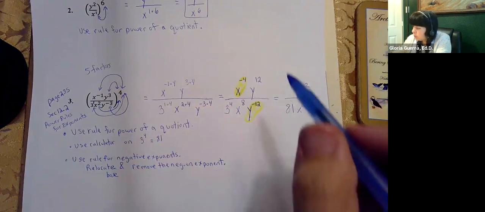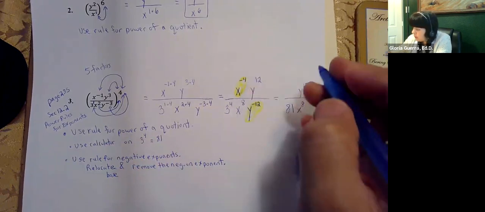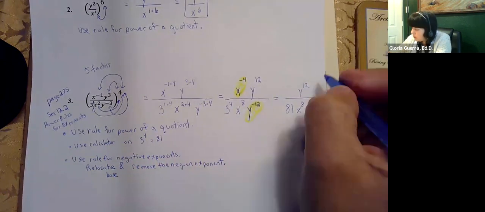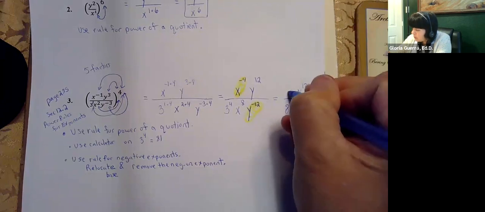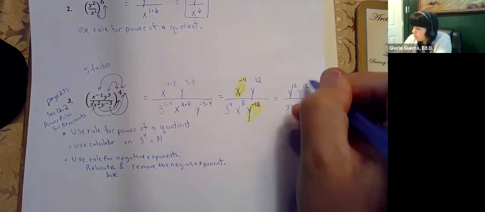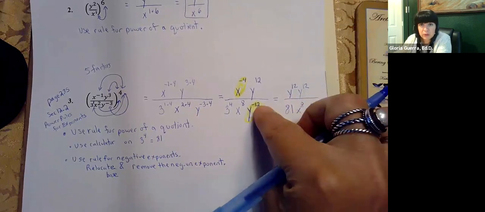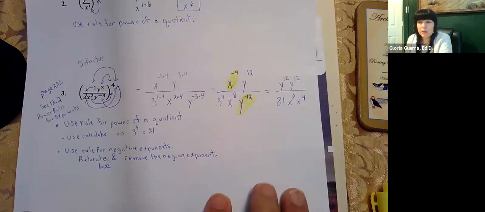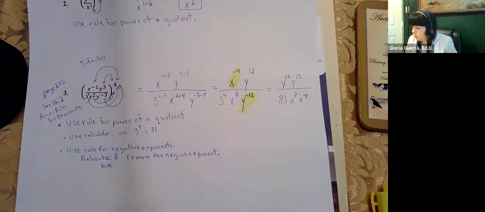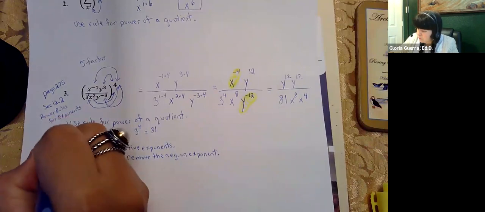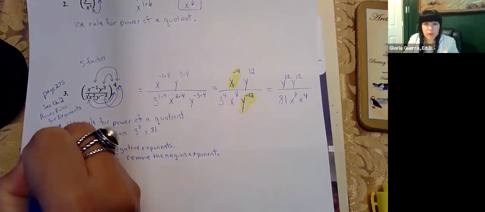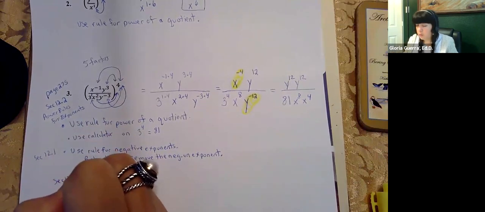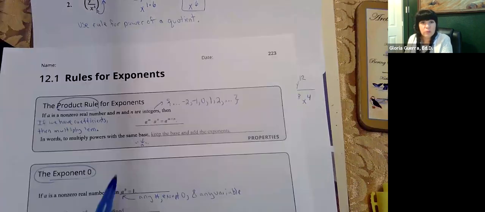Like this x to negative 4, that comes to the bottom, and you remove the negative on the 4. And then this y to the 12 goes up to the top. It doesn't matter if you put it in the front or in the back, but it goes up to the top and you remove the negative on the exponent. Okay, and now going back to 12.1, because this idea was from section 12.1, there's another idea from section 12.1: now you want to use the product rule.